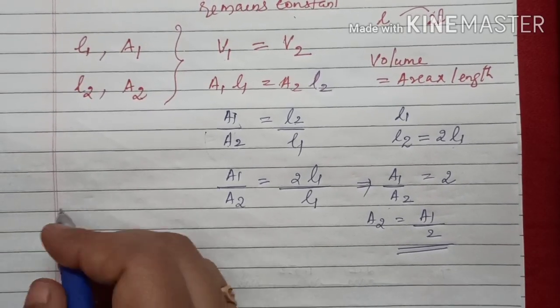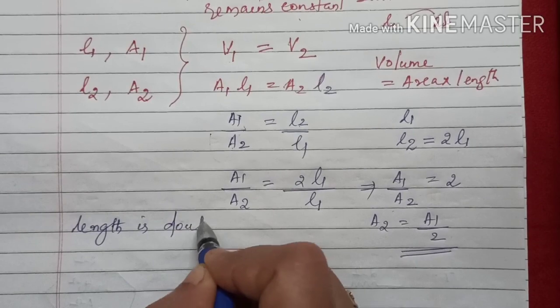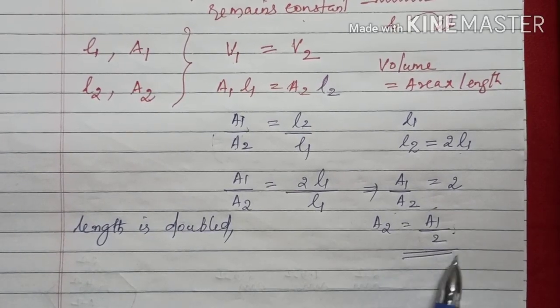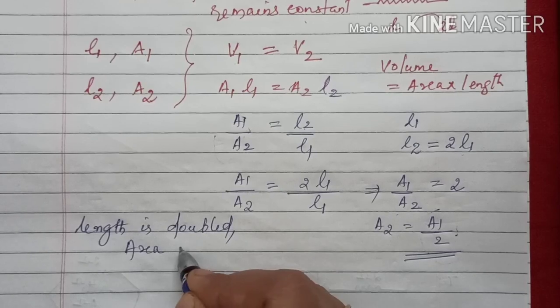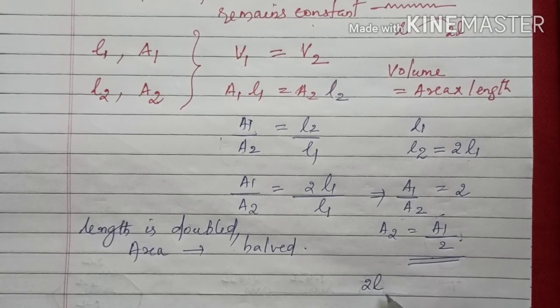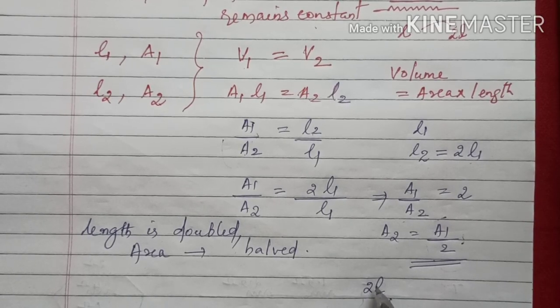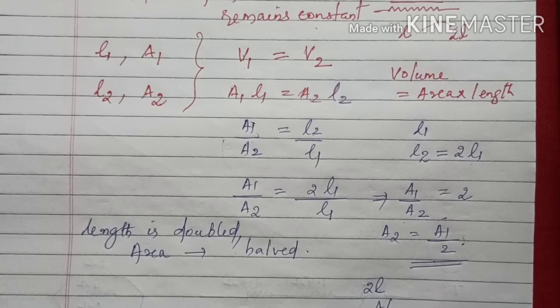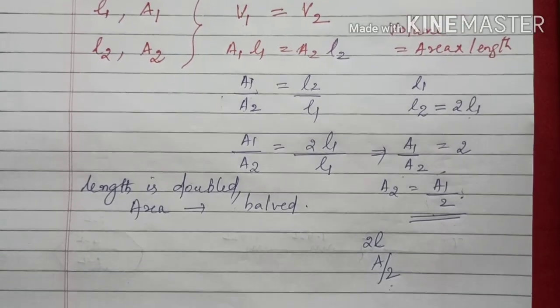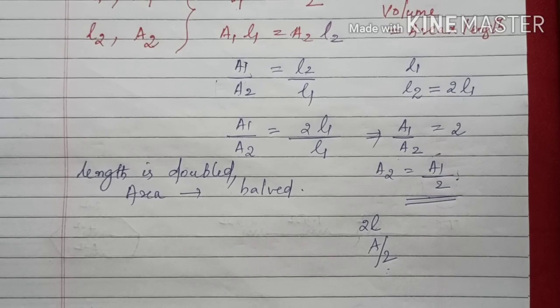So you get the result: when length is doubled, what happens to the area? Area becomes halved. That is, when length is 2L, area is A by 2. When length becomes 3L, area becomes A by 3. When length is 5L, area becomes A by 5. In such a way you have to study. And how we got this equation is what I explained here. Now we can move to our question. This is only the basic.